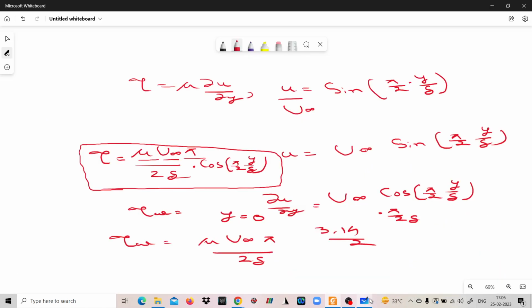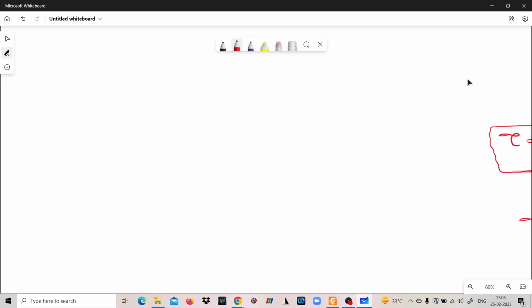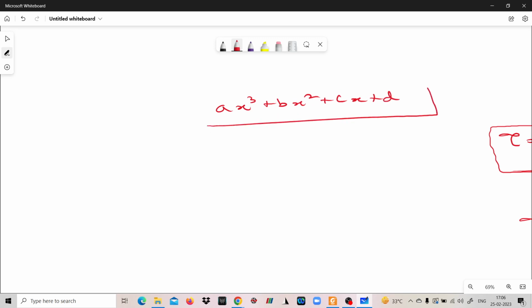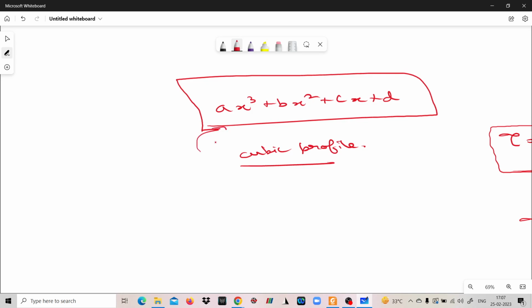So how can you write a cubic profile? A general cubic profile can be written as a x cube plus b x square plus c x plus d. So for velocity, you need to adopt a cubic profile. But if you adopt a cubic profile like this, these terms will not be velocity terms, but basically y by delta. It is normally written as y by delta is eta. So these will be eta terms.